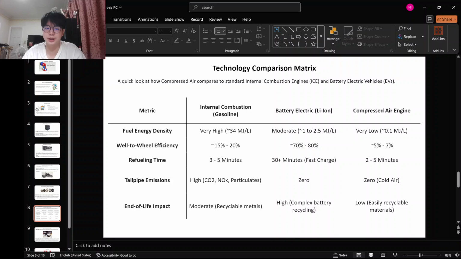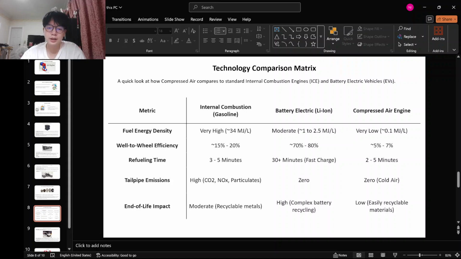Technology comparison metric. This table shows you a quick look at how compressed air compares to the standard ICE and the EVs. Fuel energy density: ICE very high, around 34 megajoules per liter. EVs moderate, around 1 to 2.5 megajoules per liter. CAE very low, around 0.1 megajoule per liter.